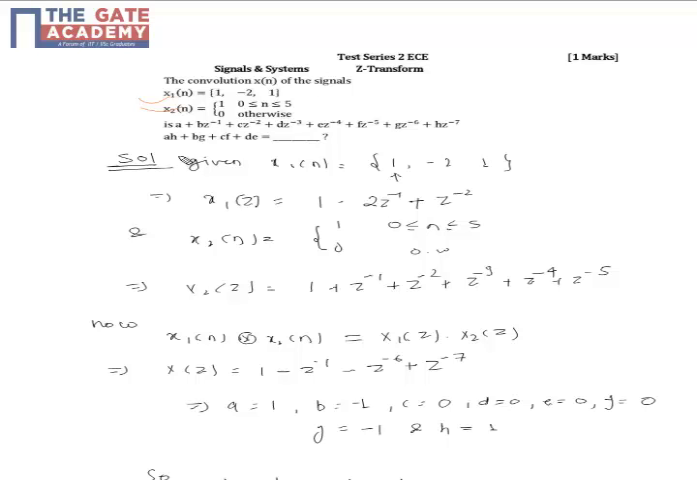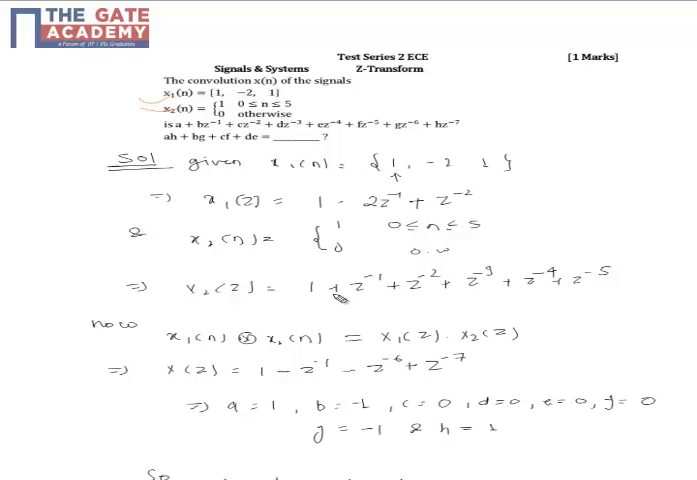It is given that the convolution of these two signals is equal to a plus b into z inverse plus c into z raised to power minus 2 plus d into z raised to power minus 3 plus e into z raised to power minus 4 plus f into z raised to power minus 5 plus g into z raised to power minus 6 plus h into z raised to power minus 7, and it is asked in the question to find out the value of ah plus bg plus cf plus d.